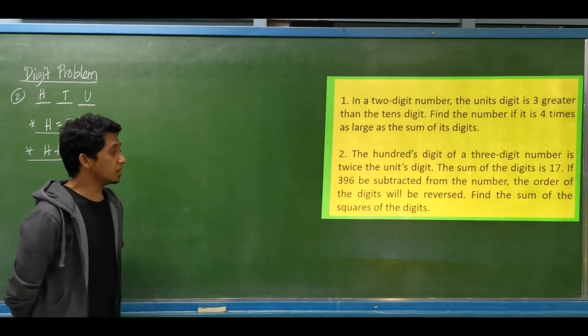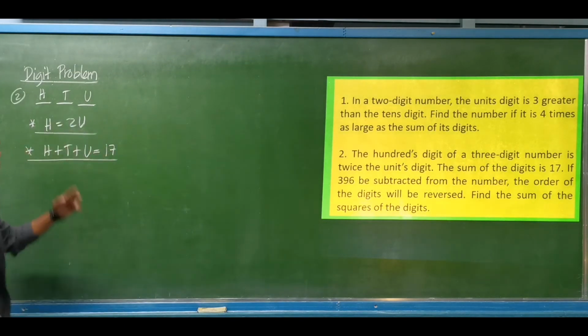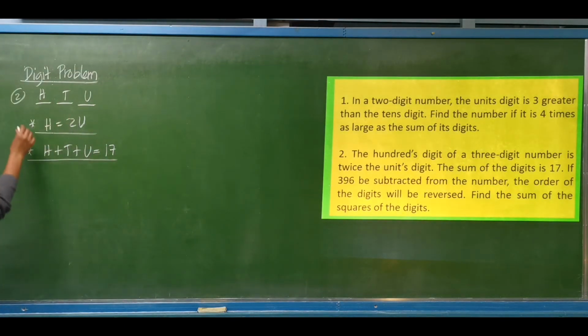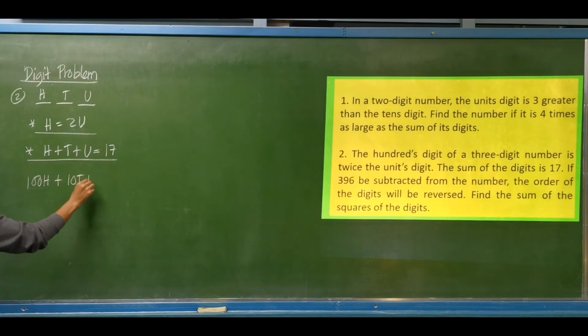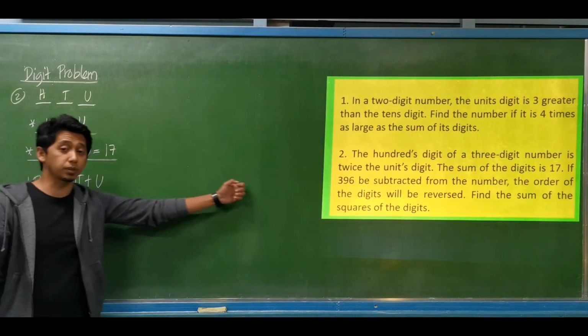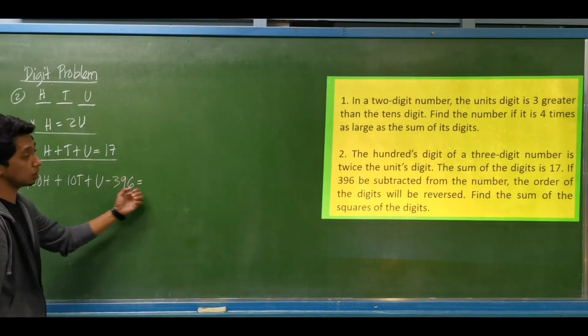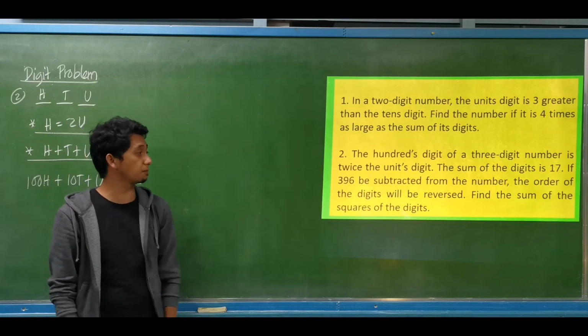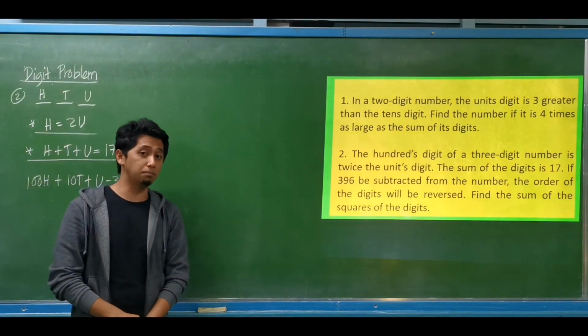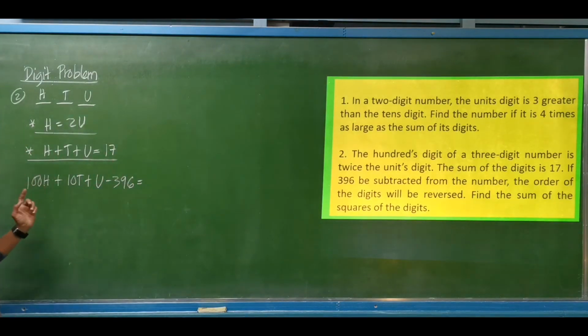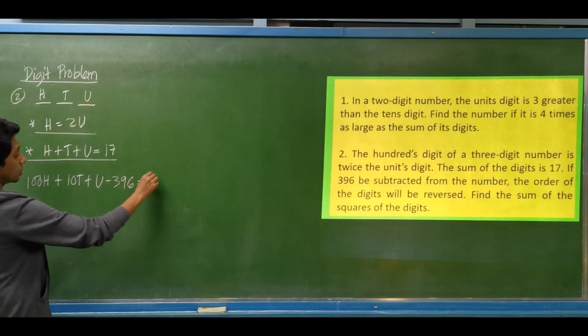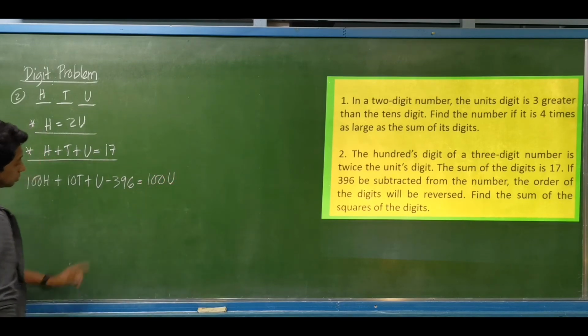Then, if 396 is subtracted from the number, we should express the number as 100 times h plus 10 times t plus the units digit. We are to subtract 396, and the result, if 396 is subtracted from the number, the order of the digits will be reversed. Which means we have to reverse the arrangement. That is, instead of h, the first digit will be u. That is 100 times u. That will be the first one.